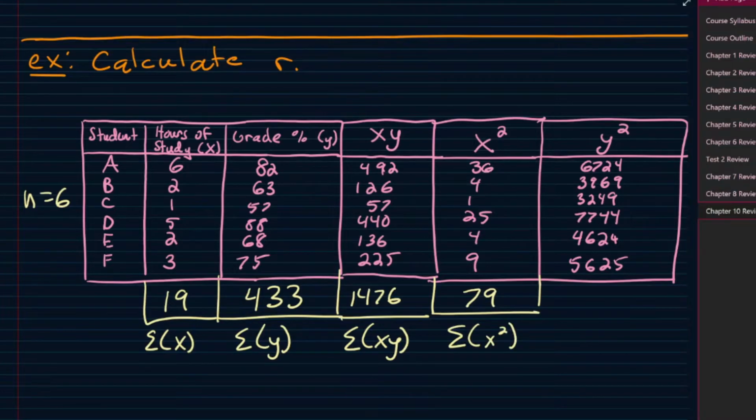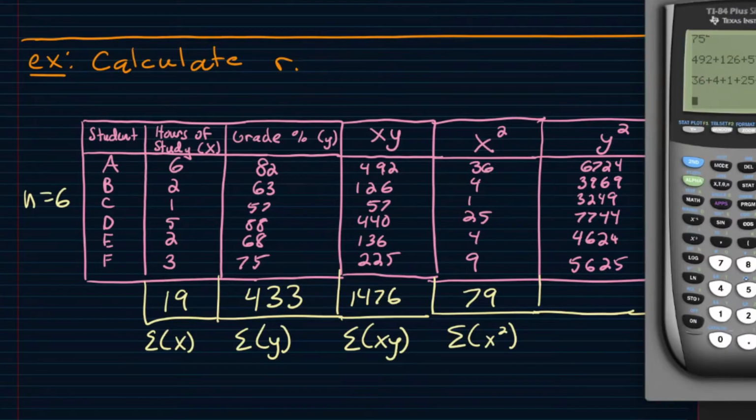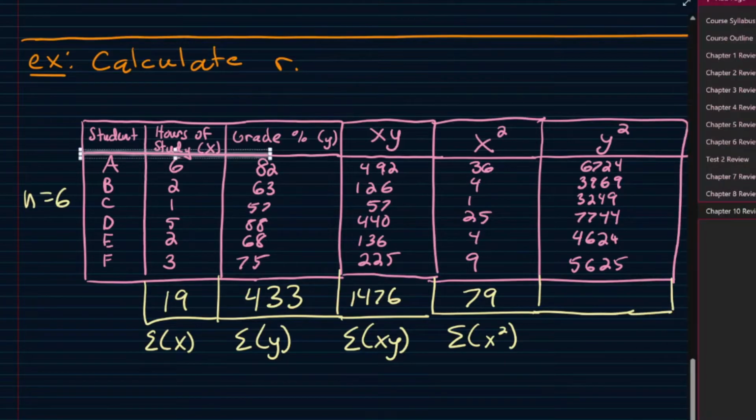And the last one, these numbers are a bit of a pain. 6724 plus 3969. Just be really careful when doing this stuff. Right, one wrong button and it's going to be wrong. $31,935. And this is the sum of all the y squareds.